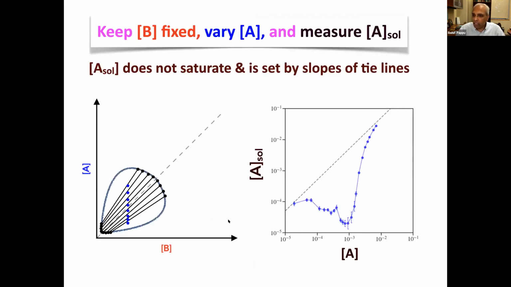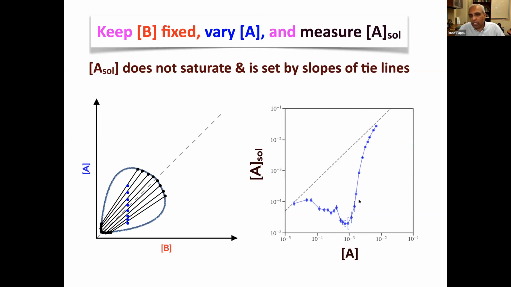But that goes out the window now. So essentially what I've done here is fix the concentration of B and vary A. That means we're moving up along the ordinate, and we're going to measure how much of A remains in solution. So we hit the phase boundary when we come to this point here.